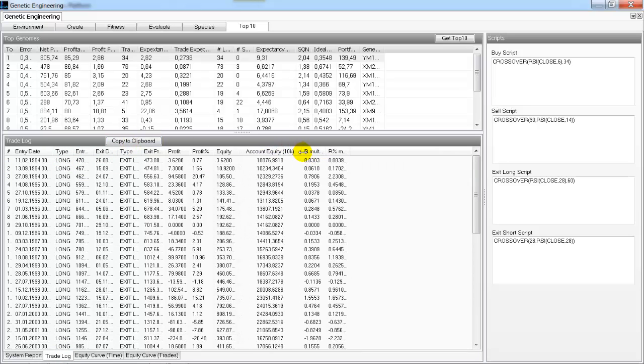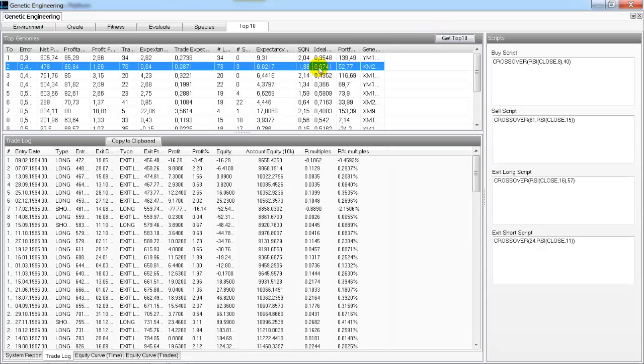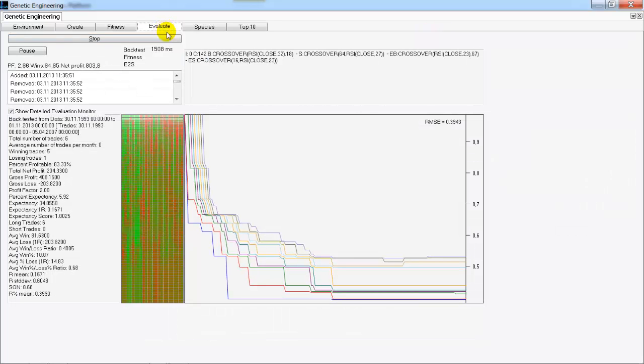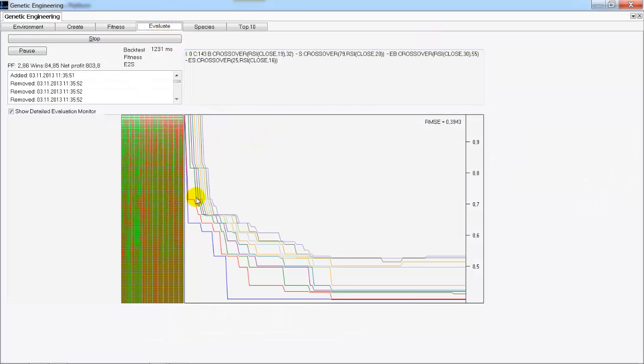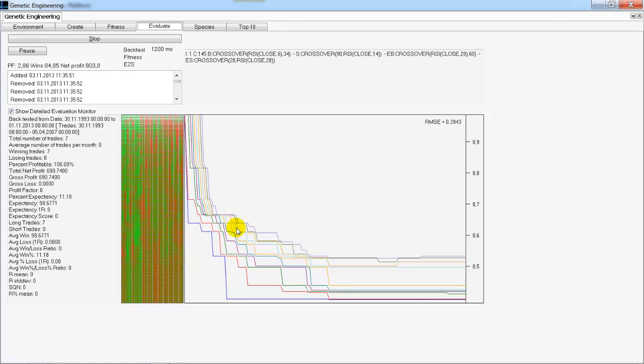You have a simulated account equity. You can see how a simulated account would have performed based on this strategy. So you have almost all data available just to analyze this. And the best of it, it's running in parallel. So while you are scanning the current population, the evaluation process is still going on in the background. So you don't need to wait until the calculation is finished.